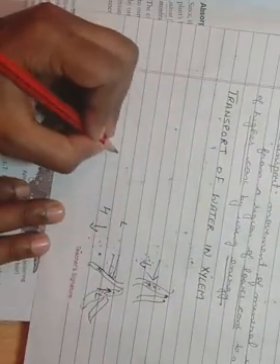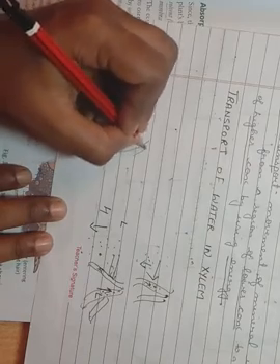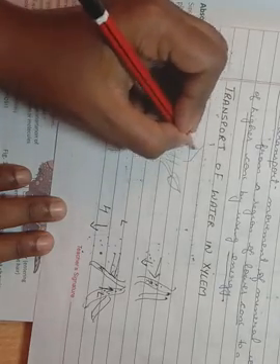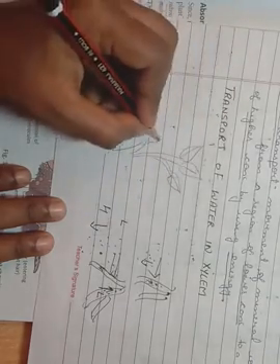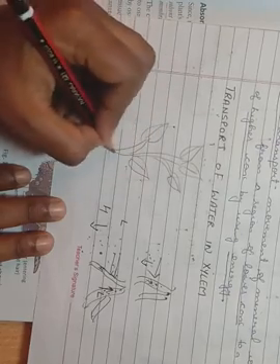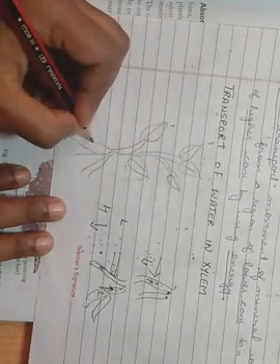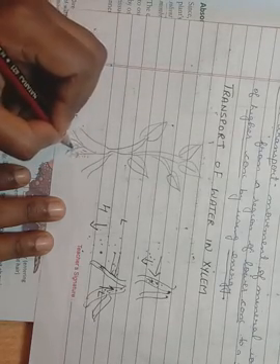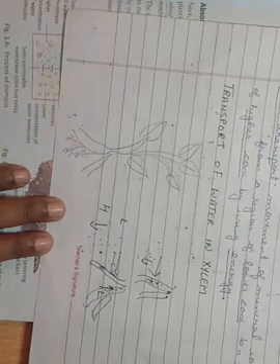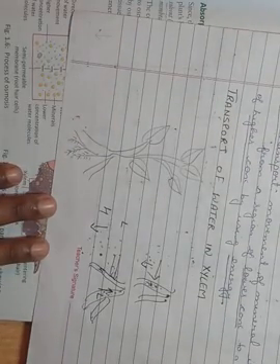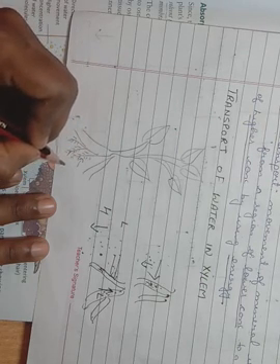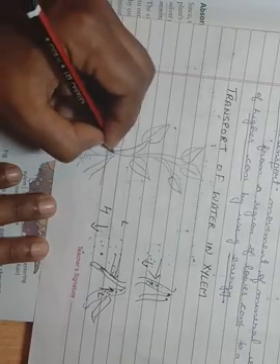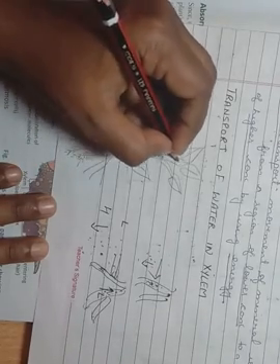suppose this is a plant. Imagine it as a grown up tree also, or a small plant also. These are the roots and these minute structures are known as root hairs. Now the root hair helps in the absorption of the water, and the water has to move in the upward direction.